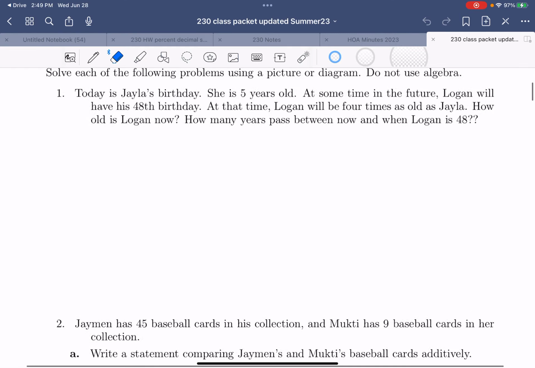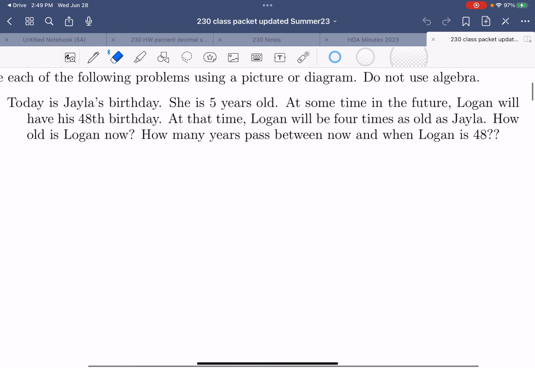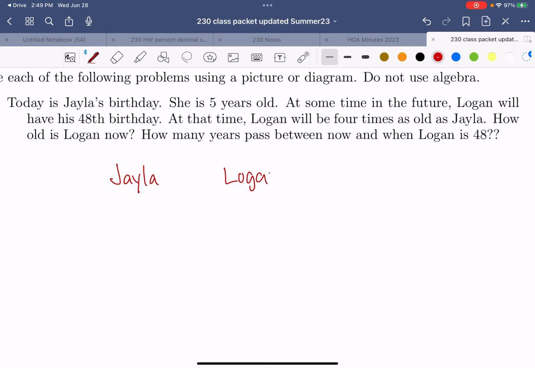And so the quickest way to take a look at this is to organize what you've got going on. So you have 2 people. You have Jayla and you have Logan. And then you have 2 time periods. You have now and in the future. And so then I have 4 spots that I can fill in here, and I have relationships between this information, okay? So the first thing I know for sure is that, actually, I'm going to stop here, and I'm going to let you guys fill that in.